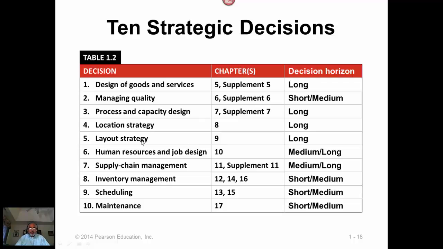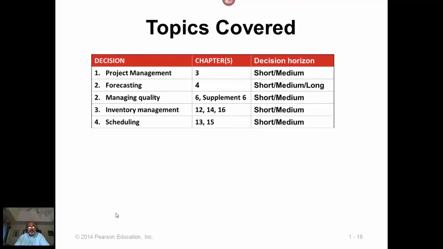And there are some medium-term decisions, which are how do we implement managing quality and human resources and job design and supply chain implementation. These are medium to long-term. And there are short-term day-to-day decisions like inventory management, scheduling, and maintenance. We cannot cover all of these topics in one single course. So in this course, we're going to look at the day-to-day operations only, and that is short-term operations management decision making.